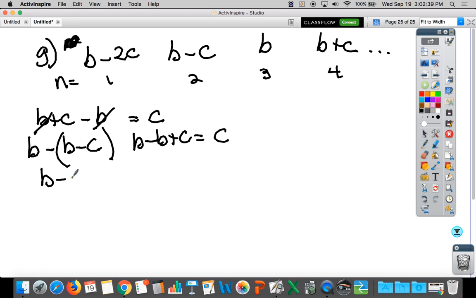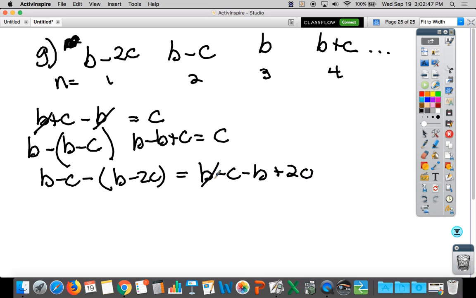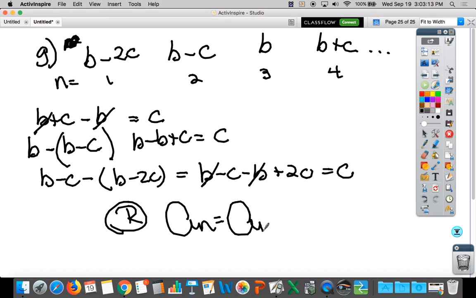Let's look at this one. B minus c minus, so I have a common difference of c here. Right divided by left. I don't have to have numbers to do this. It works the same way. Trust the process. So my common difference is c. So let me write a recursive, then I'm going to write an inductive. So my recursive would be a sub n equals a sub n minus 1 plus c, where my a sub 1 is b minus 2c.